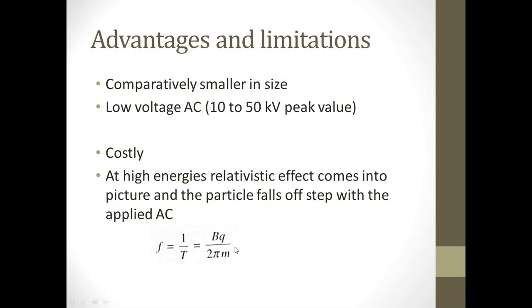So the condition was we made the frequency of the AC equal to this frequency. So what happens? The particle frequency starts decreasing compared to the applied AC frequency. So the particle starts falling out of step. That means before the particle reaches the gap, the Dees change polarity. So the particle loses its synchronization with the externally applied field, and there can be no more effective acceleration of the particle beyond a particular limit. So this is a major limitation to a cyclotron.